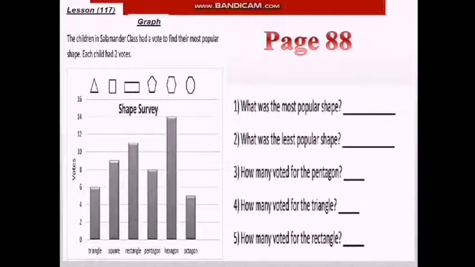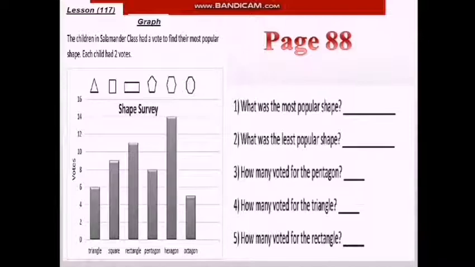In square, if you look to the bar graph we have, it's here between 8 and 10. And the number between 8 and 10, it's 9. So the vote of square is 9. Here we have rectangle. If you look to the bar graph of the rectangle, here it's between 10 and 12. So its vote must be 11. Here the pentagon, look to the bar graph of the pentagon. Here it's 8. So the vote of pentagon is 8.